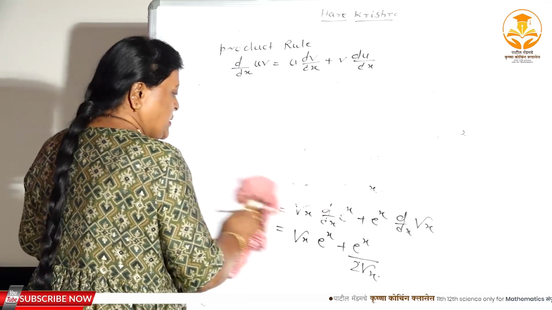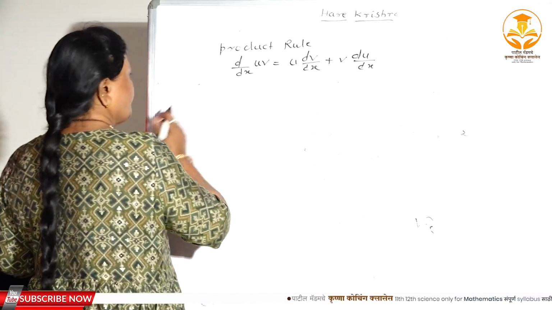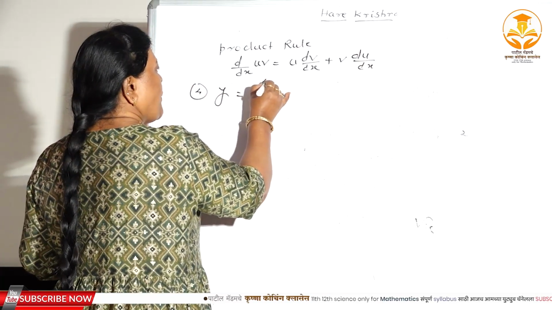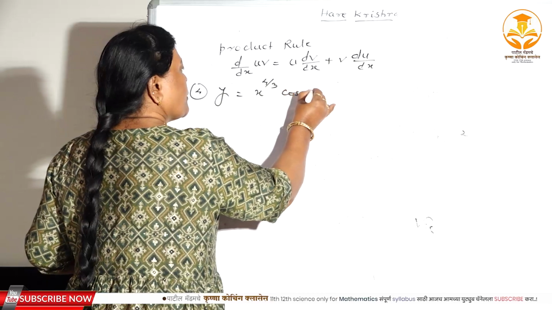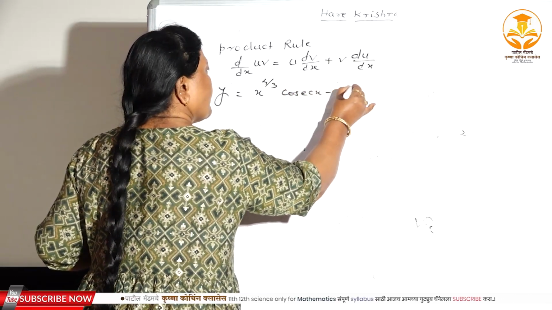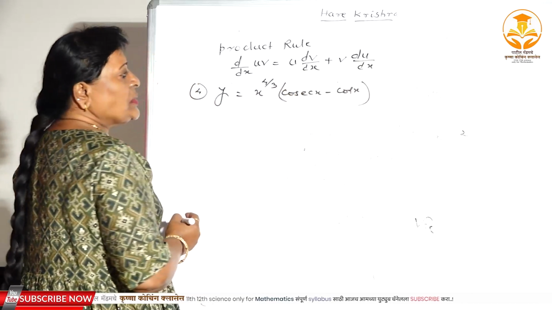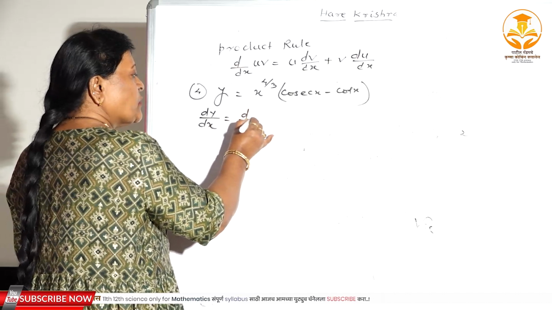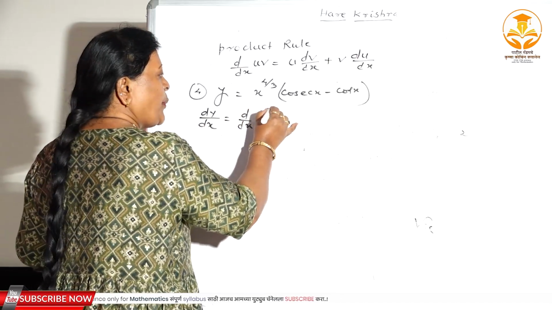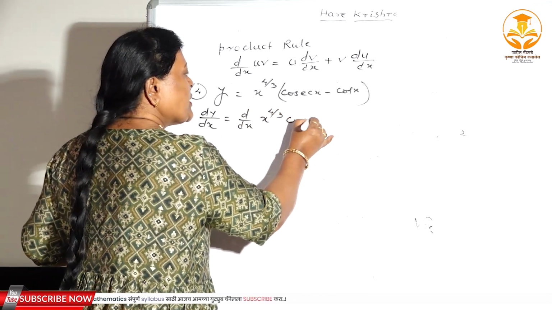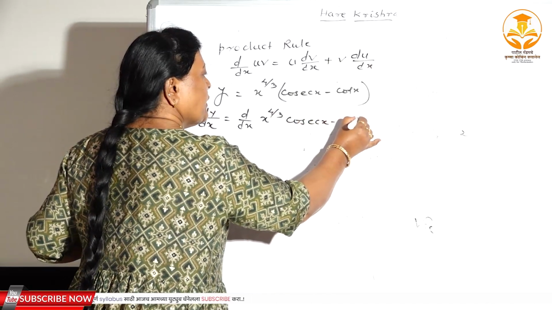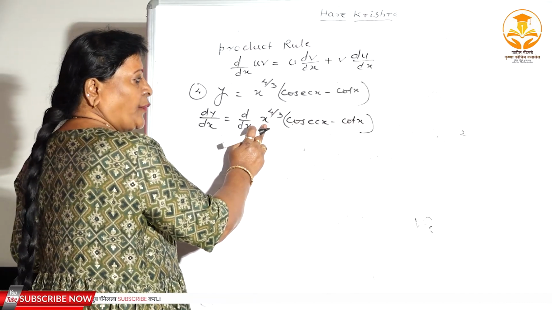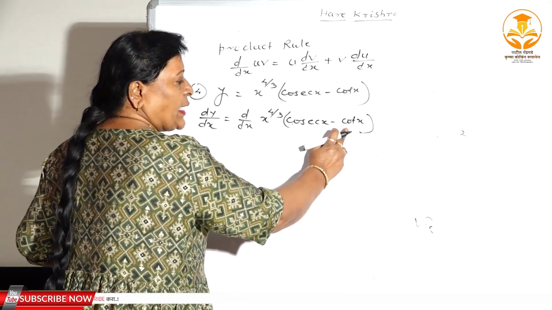Suppose the problem is like this. Fourth one, y is equal to x to the power 4 by 3 into cosec x minus cot x. Now see again, how will you do this? dy by dx means d/dx of, what is your y? x to the power 4 by 3 into cosec x minus cot x. Right? See, there are two functions. First one is x to the power 4 by 3. Second one is cosec x minus cot x.